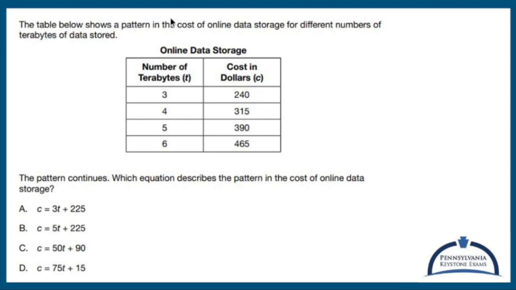The table below shows a pattern in the cost of online data storage for different numbers of terabytes of data stored. The pattern continues. Which equation describes the pattern?